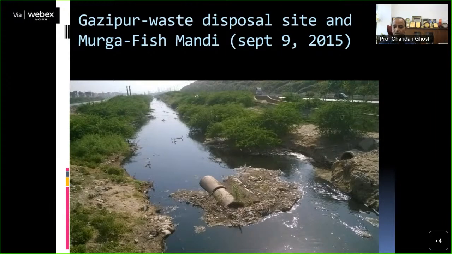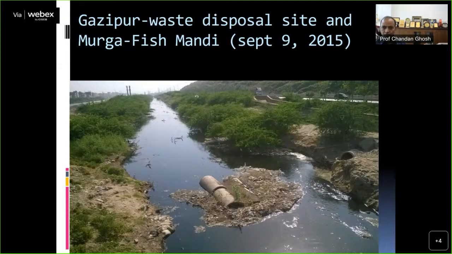But for 10 minutes, when I was there on September 9, 2015, I could not understand where I was. The smell was so overwhelming, but I could only take my photographs and leave.